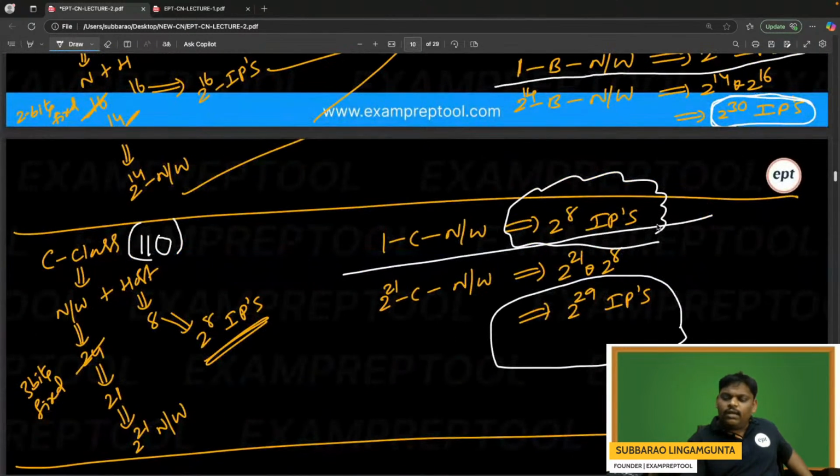Class C is only 256. So if it is a small company, they will buy a class C network. Supposing in my company more people are there, then I will go for class A. If medium, go for class B. If very few people, go for class C.